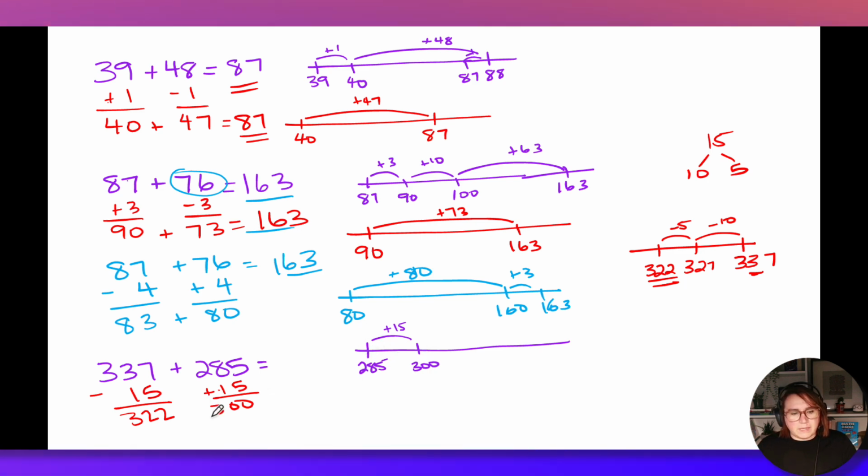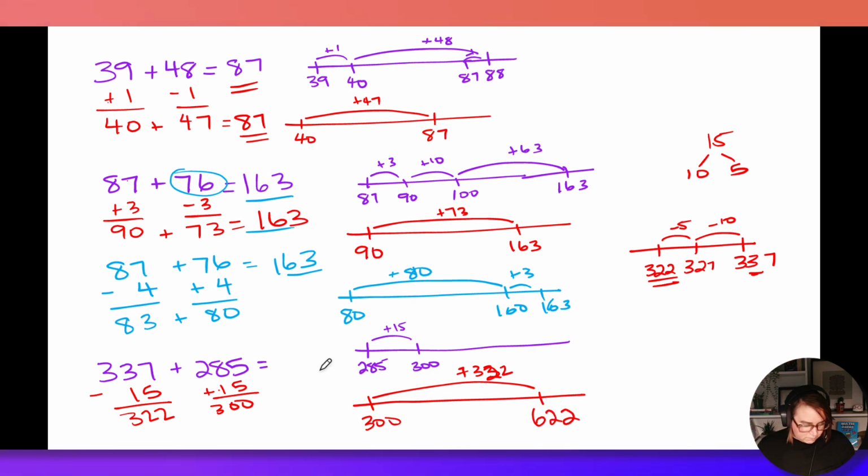So that means that I have to go 300. Here's my new number line. I'm going to start at 300 and I'm going to add 322. Well, this is going to give us 622. Either way, we would have got that answer.